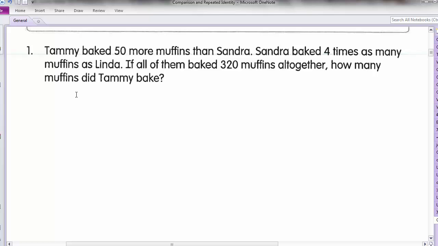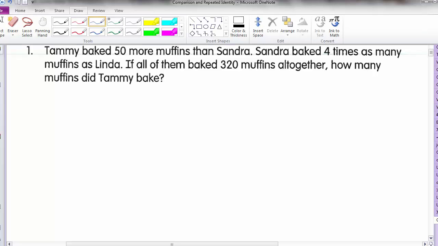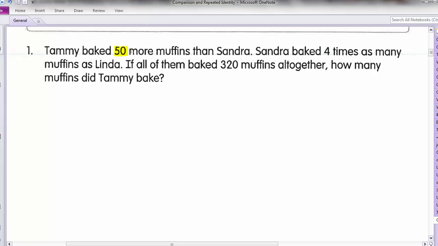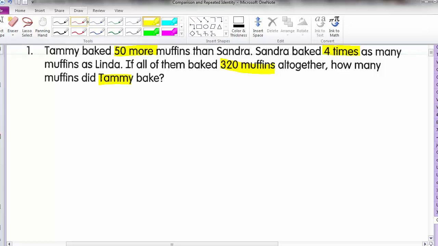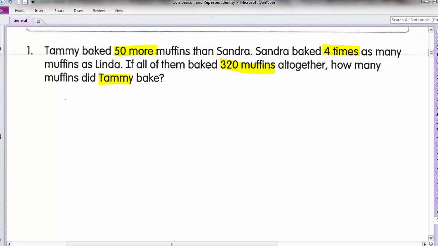Tammy baked 50 more muffins than Sandra. Alright, so I'm going to highlight some of the keywords here. 50 more muffins than Sandra. Sandra baked 4 times as many as Linda. All of them baked 320 muffins. How many muffins did Tammy bake? Okay, so these are what I am looking for. So let's draw the model.